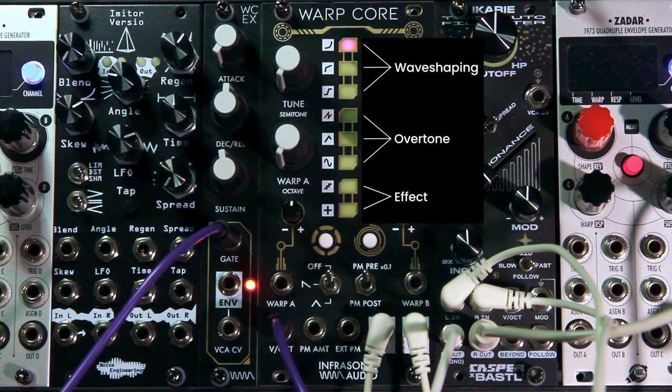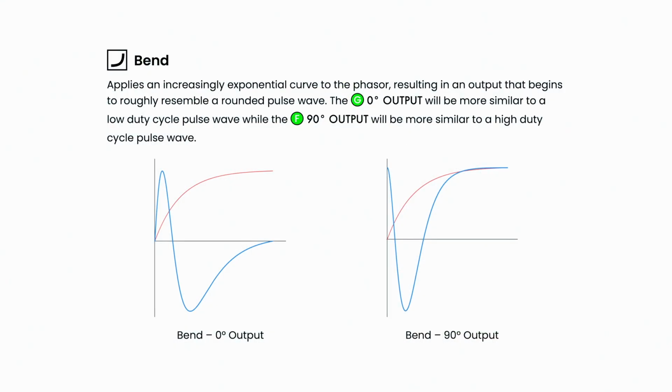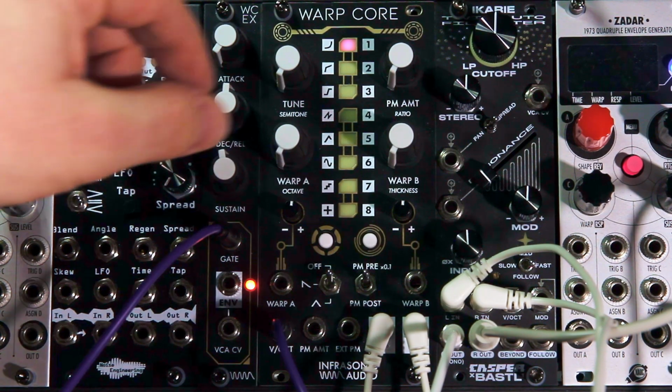So these 8 modes are actually divided into 3 categories, which are 3 wave shaping, 3 overtone, and 2 effects. The first one that we're on right now is called bend, which, as we saw in the manual, implies an increasingly exponential curve to the phasor, resulting in an output that begins to roughly resemble a rounded pulse wave. So let's hear what that sounds like when we turn up Warp A.